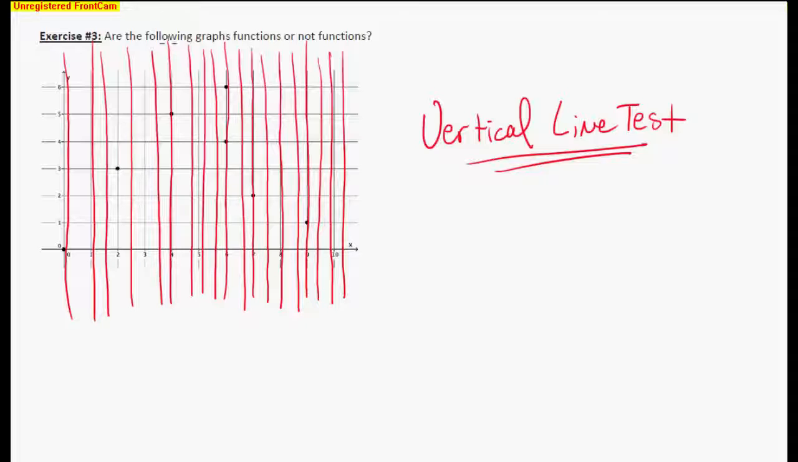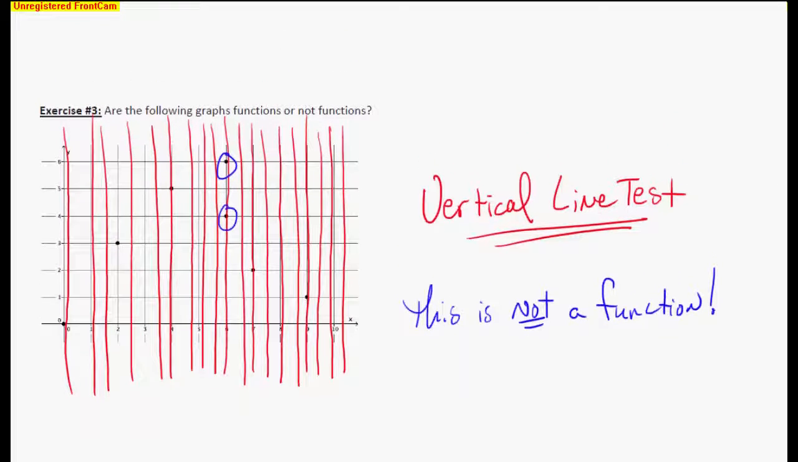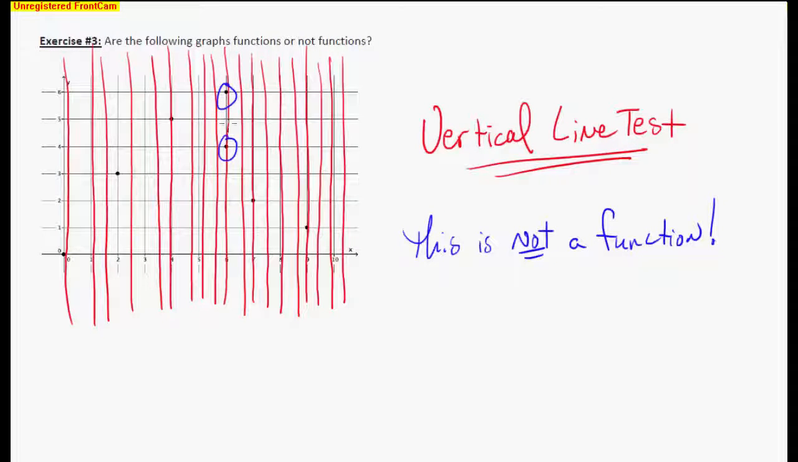And look right here, I'm going to circle them. This vertical line goes through 2 points. As soon as that happens, that tells you that this is not a function, because it fails the vertical line test. How easy is that? So the vertical line test is a great thing. Once you get the graph on there, you just throw a bunch of vertical lines on there, and you don't even have to write them in like I did. If you can do it mentally, even better. As soon as you see 2 points that are intercepted by one vertical line, then you know it's not a function.